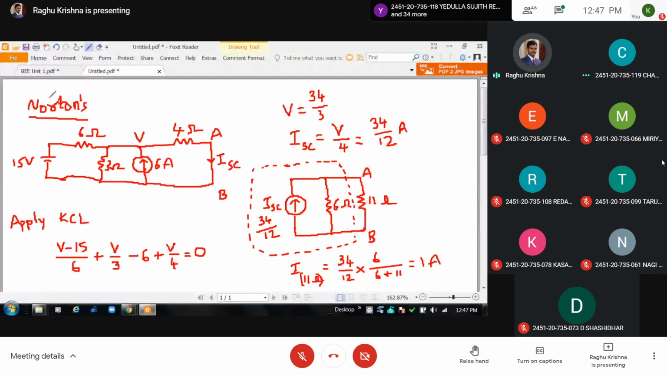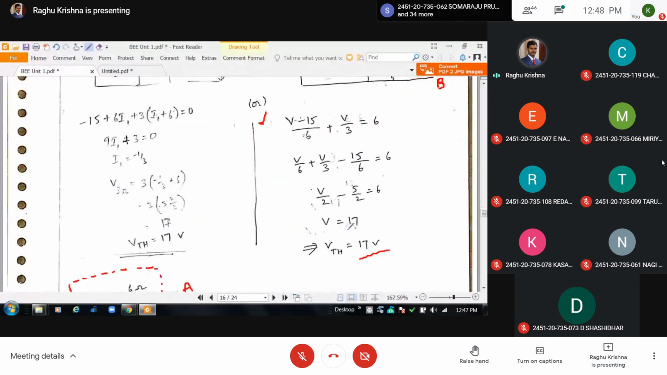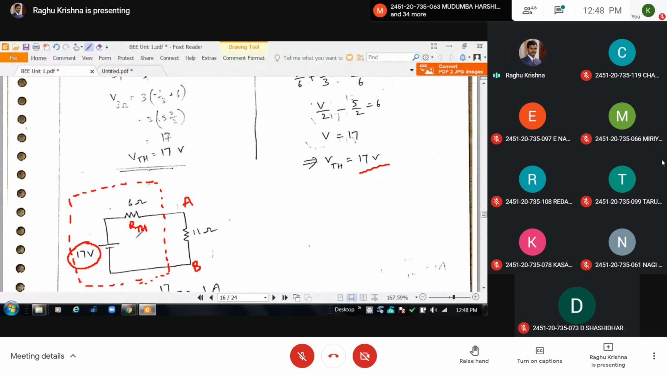No, this is Norton's. This is Thevenin's, VTH, RTH. I am showing them parallelly here. Same problem I am solving using Thevenin's and Norton's.